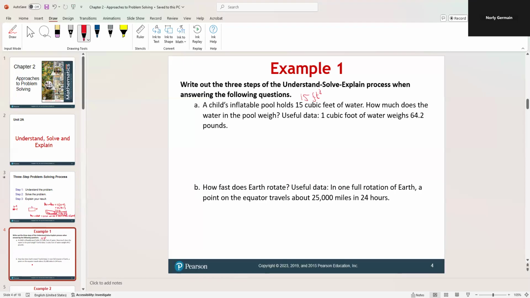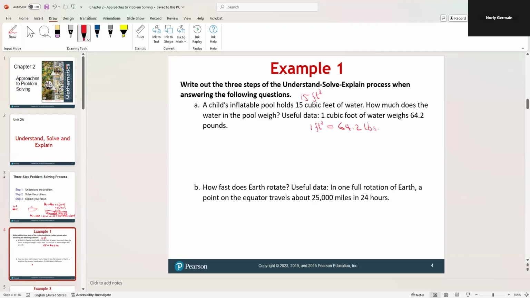And well, they said weight, right? Weight can be in what? When we talk about weight in the US, I believe everyone expects you to express this in pounds or ounces, right? So now the good news, they tell us 1 cubic foot is equal to 64.2 pounds, right? So we can put pounds like this. Well, then once we understand this, we can translate it into a mathematical model.